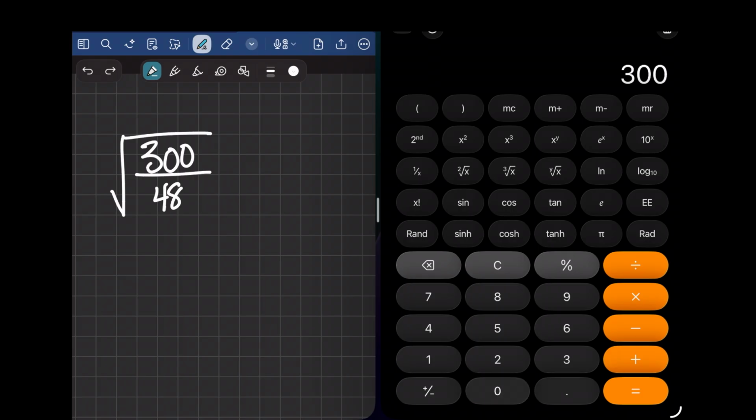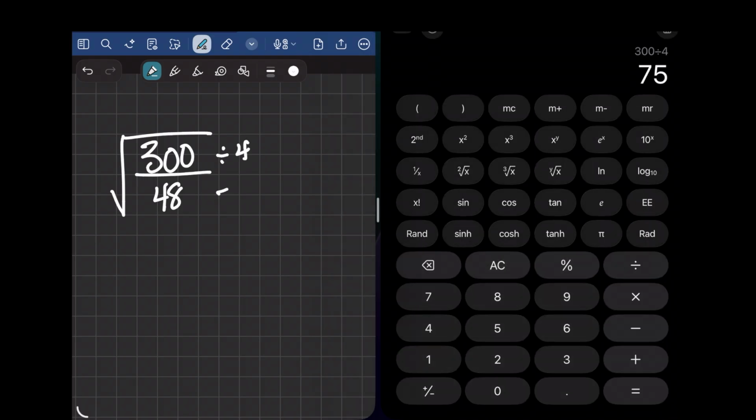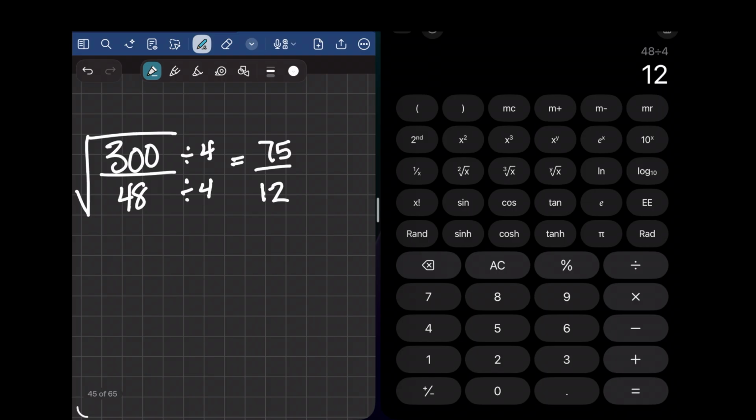So I want to see if I can divide 300 by 4. 4 works. So if I divide the top and the bottom by 4, I can get 75 on top. I can get 12 on the bottom. And then I want to kind of keep going.